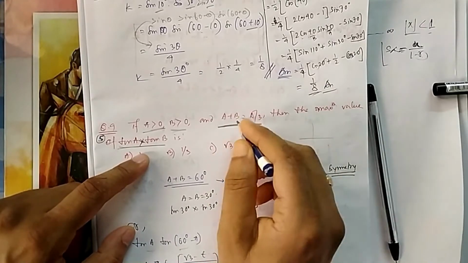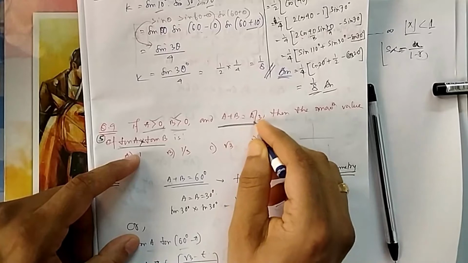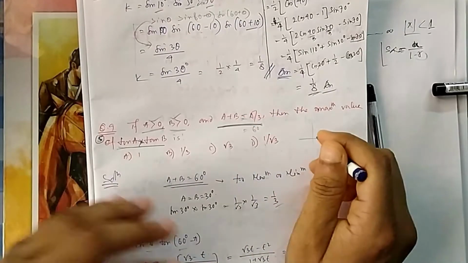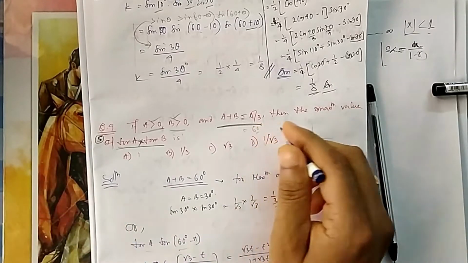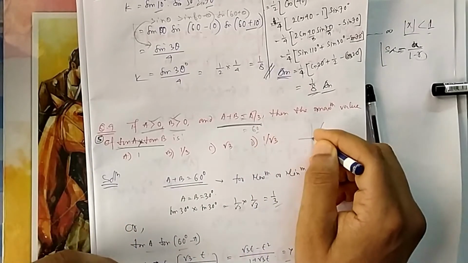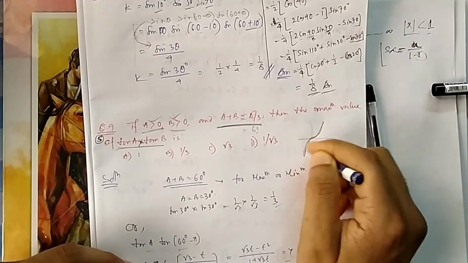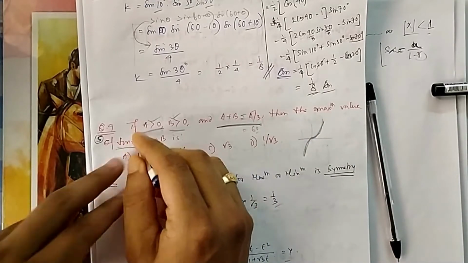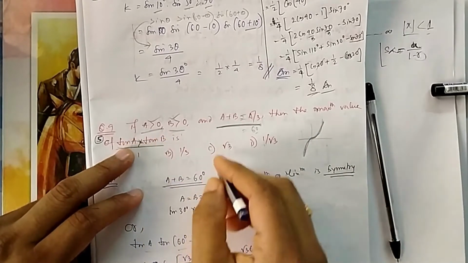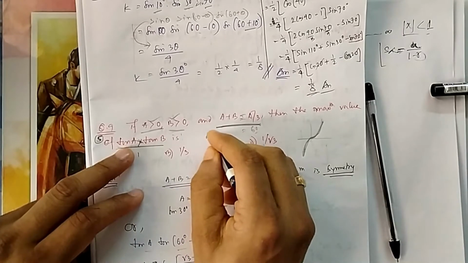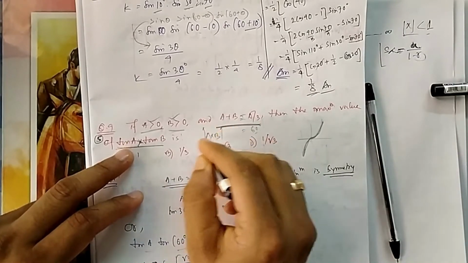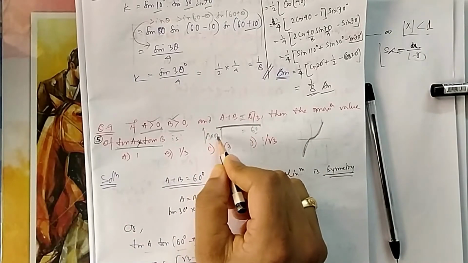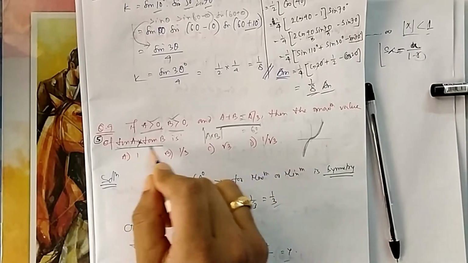A plus B is pi by 3, which means 60 degrees. Both are positive and their sum is 60, so each value should obviously be between 0 and 90. Otherwise the sum will not be 60. If you can remember the graph of tan x, it is increasing from 0 up to 90 degrees. So if A increases and B increases, then tan A also increases and tan B also increases. So if the product AB increases, then tan A into tan B will also increase.